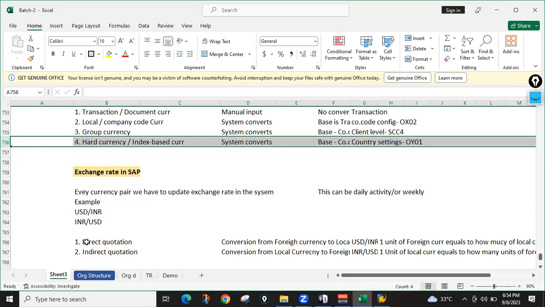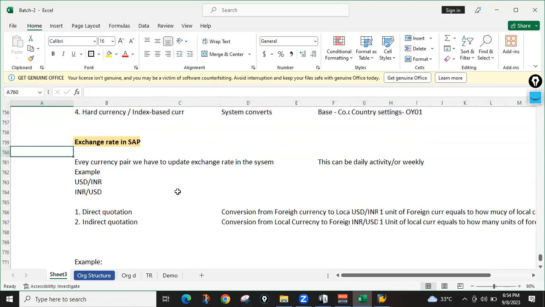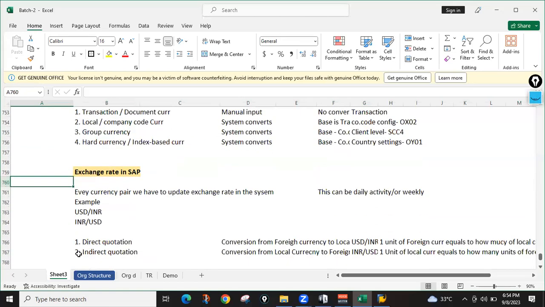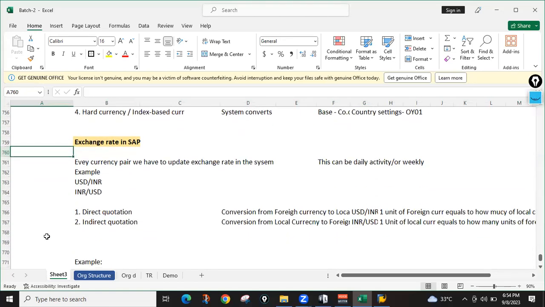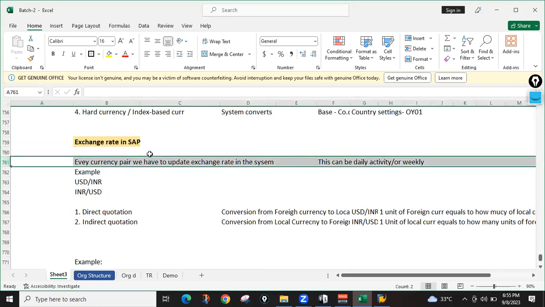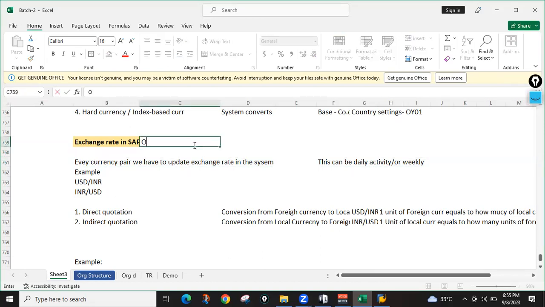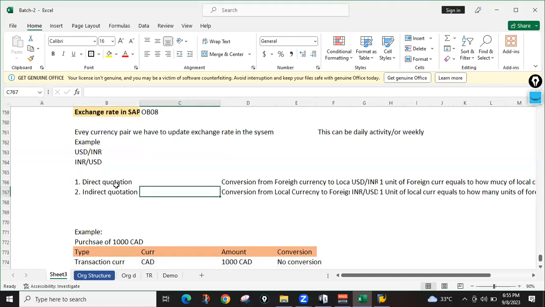Then for the exchange rate, for this conversion to happen, we need to maintain the exchange rate in the system. This is a user activity, but we need to do the configuration. There are configuration steps we will see in the system. How that is maintained is in T-code OB08, where we maintain the exchange rate. For that, we need to maintain the exchange rate for the currency pair. If you are maintaining USD to INR, you should also maintain INR to USD.